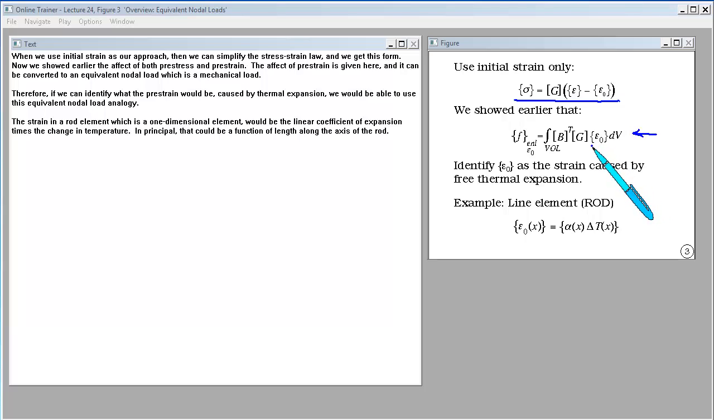Therefore, if we can identify what the prestrain would be caused by thermal expansion, we would be able to use this equivalent nodal load analogy. The strain in a rod element, which is a one-dimensional element, would be the linear coefficient of expansion times the change in temperature. In principle, that could be a function of length along the axis of the rod.